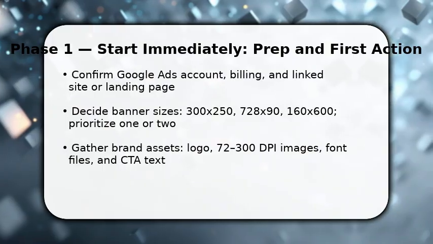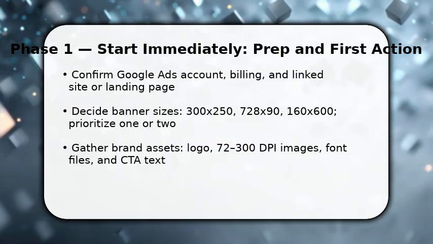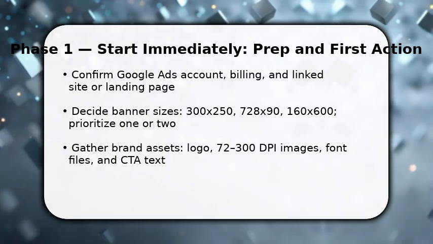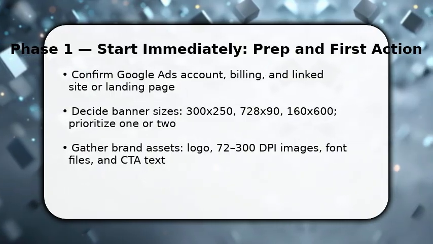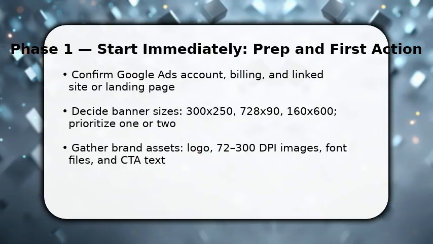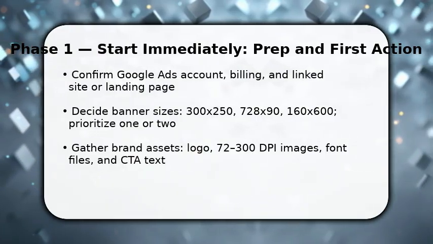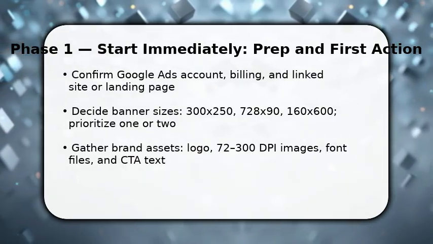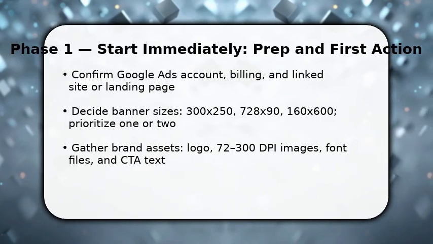Once done, collect brand assets, logo, images at 72 to 300 dpi, fonts, and a clear CTA. Then create a simple brief, objective, audience, and max CPC or daily budget. This moves you from planning to building. Make sure files are named and accessible.